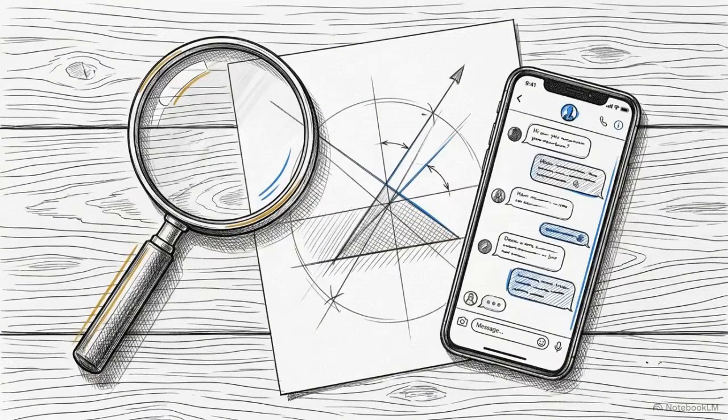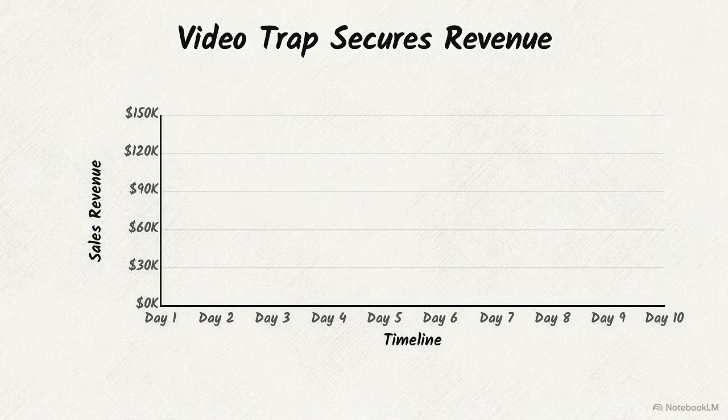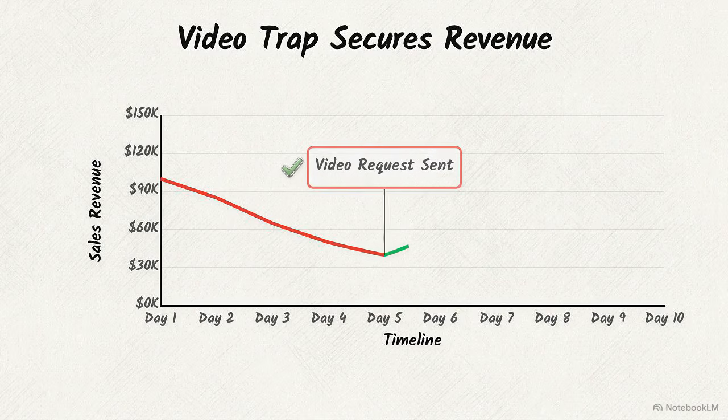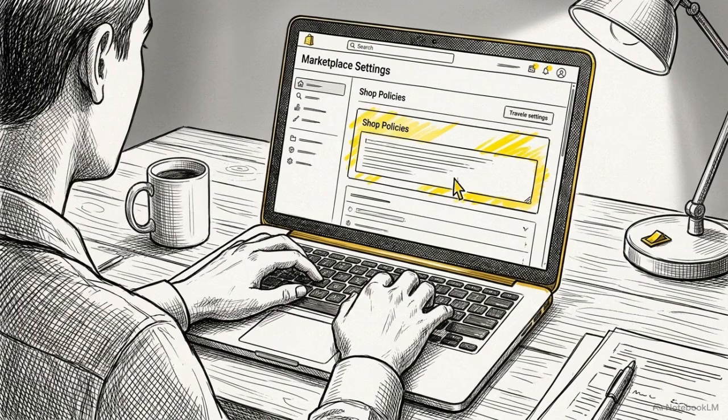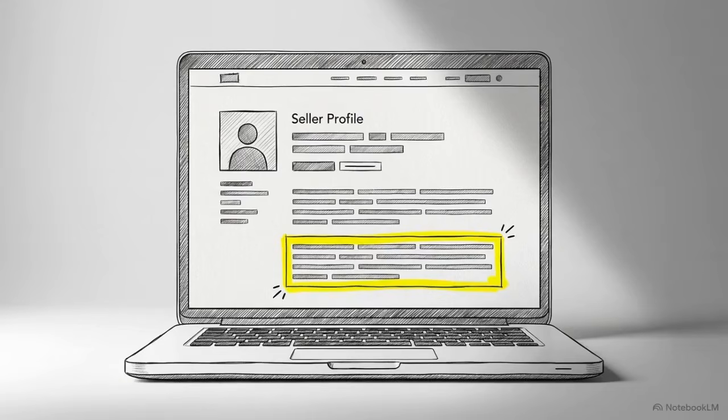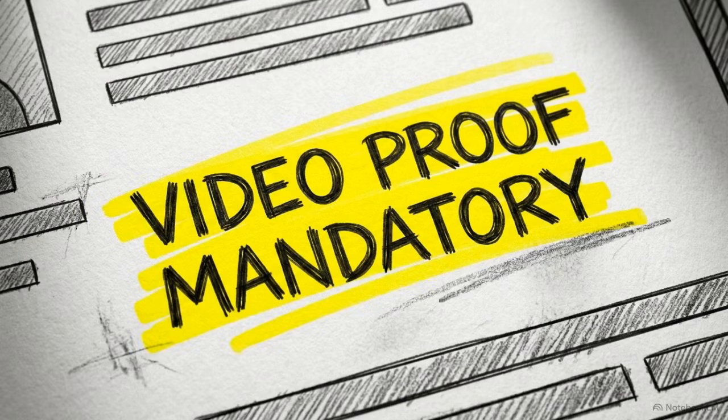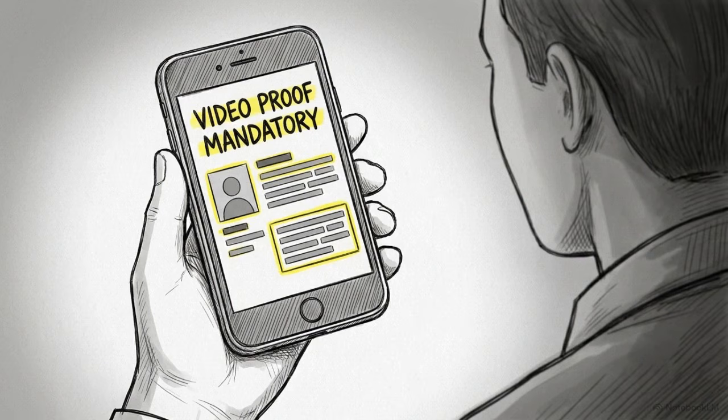Your toolkit is complete. The macro and micro visual checks expose the fakes, while the video verification script neutralizes the immediate threat to your current sales. Now you need a preemptive defense to stop scammers before they even choose to target your inventory. Here is your 10-second homework assignment. Take this image as a template and update your shop bio or policy page to explicitly state all damage claims require video proof for carrier insurance. Placing this public-facing policy right on your profile acts as an immediate deterrent.